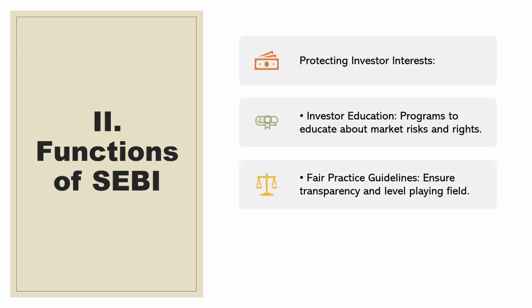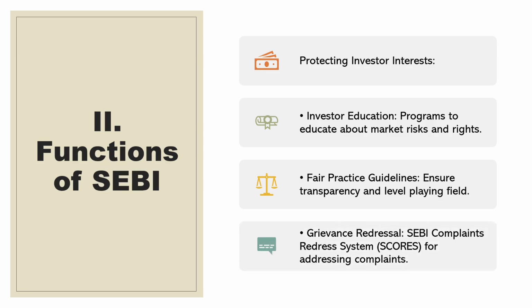SEBI collaborates with various educational institutions, conducts seminars, and runs online campaigns to spread financial literacy. SEBI formulates and enforces guidelines that ensure transparency and fairness in the securities market. By issuing these guidelines, SEBI aims to curb malpractices and ensure that all participants operate on a level playing field. For example, the guidelines on disclosures require companies to provide accurate and timely information to investors.